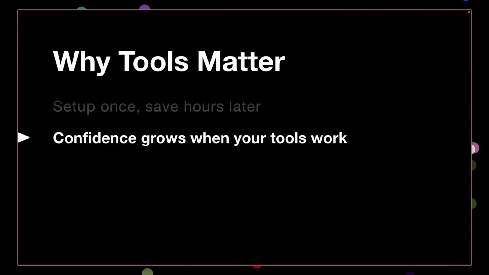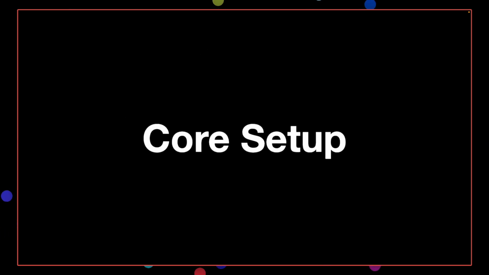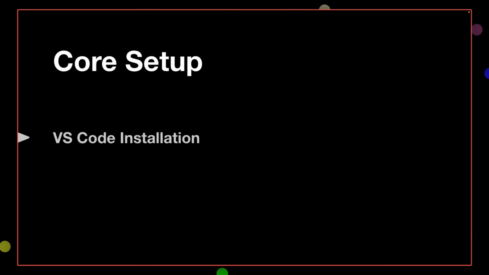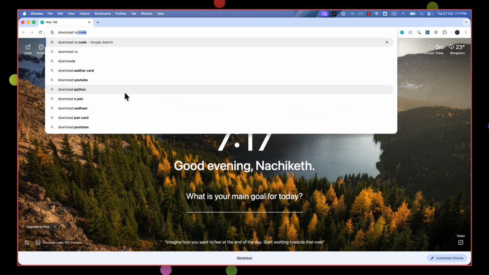Now, when we talk about the setup required for your agentic AI learning journey, there are three important elements that are part of this core setup. The first thing is the VS Code installation. To install VS Code, it's very straightforward. You just go to Google and search for VS Code download.